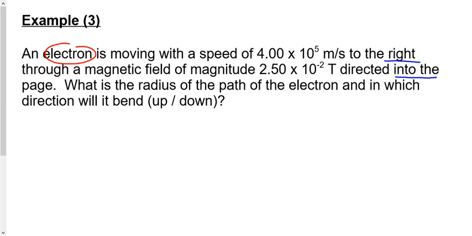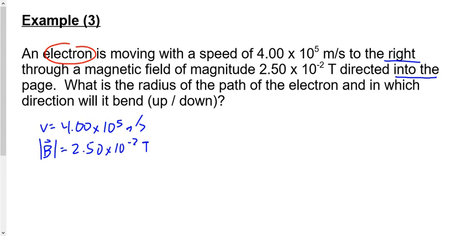So everything we learned yesterday, the hand rule for deflection, the equation F is equal to QVB, the new equation that we just learned, Fc is equal to mv squared over r, they're all applicable. We want to find the radius of the path of the electron and which way it's going to bend. Let's write down some givens here. We know that the speed of this particle is 4.00 times 10 to the 5 meters per second. We know that the magnetic field strength is 2.50 times 10 to the negative 2 Tesla. We're looking for the radius of the path.